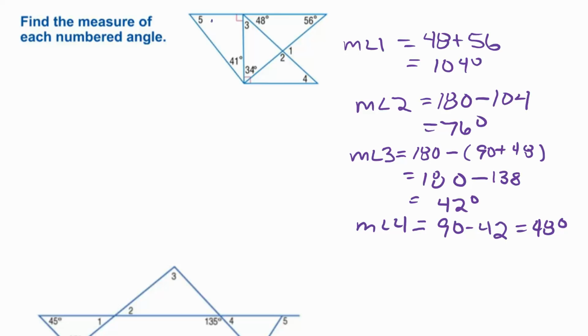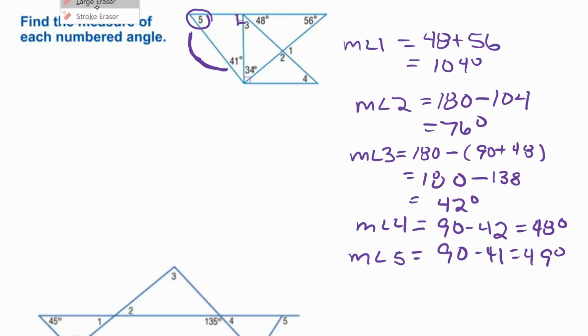To find the measure of angle 5, I know that these two angles are complementary, that they have to add up to be 90 degrees because this is a right triangle. So to find the measure of angle 5, I would do 90 minus 41, which would give me 49 degrees.